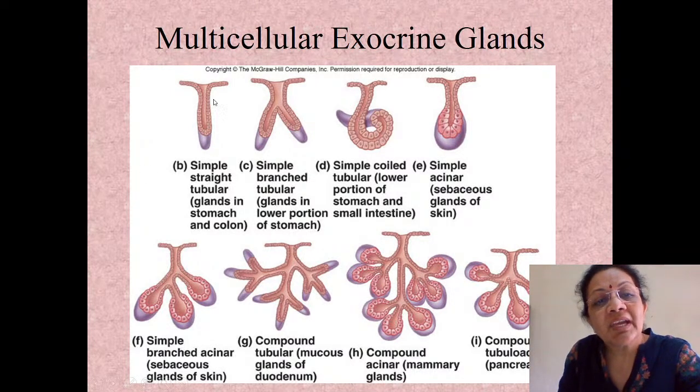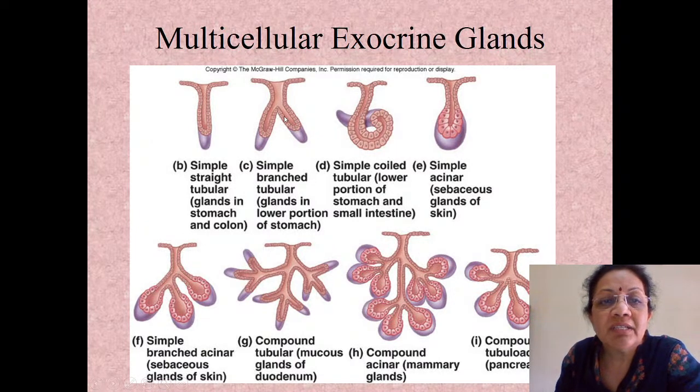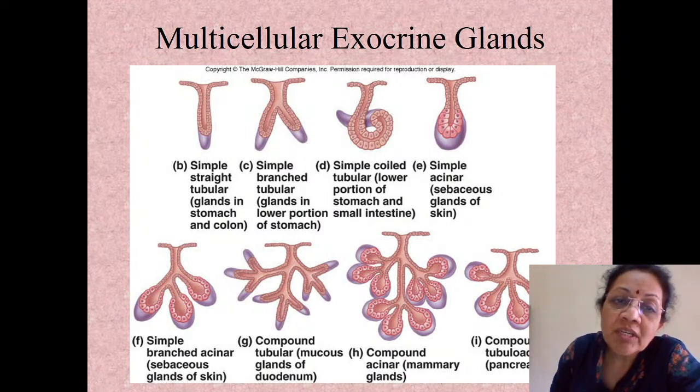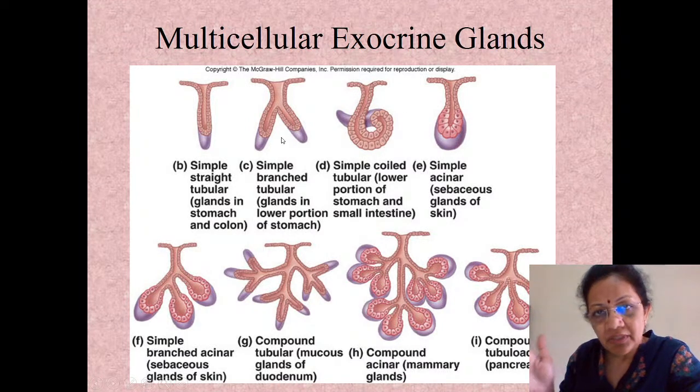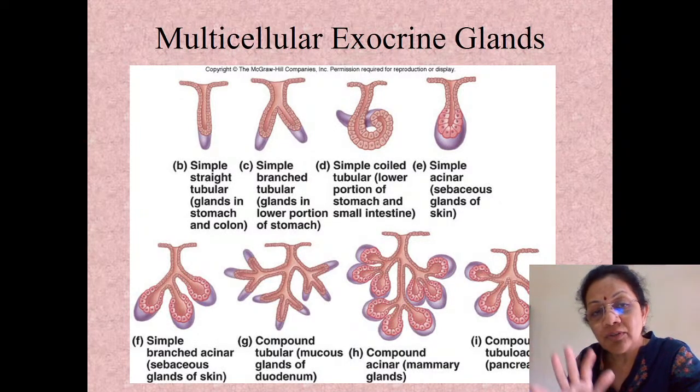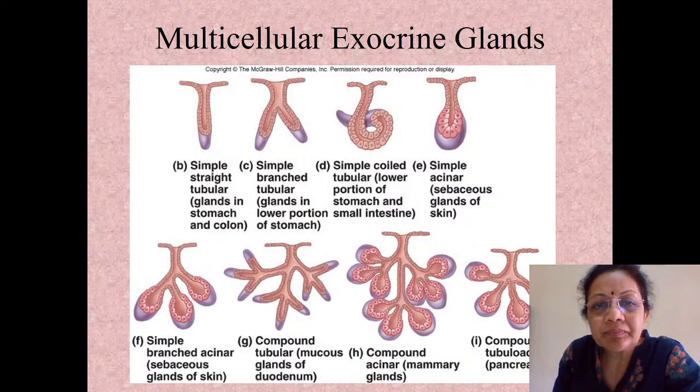The upper part of the stomach has simple straight, whereas the lower part of the stomach has branched tubular glands. What is secreted by them? It depends on the organ, and we will study that in detail when we come to systemic histology. Right now, just get the classification.